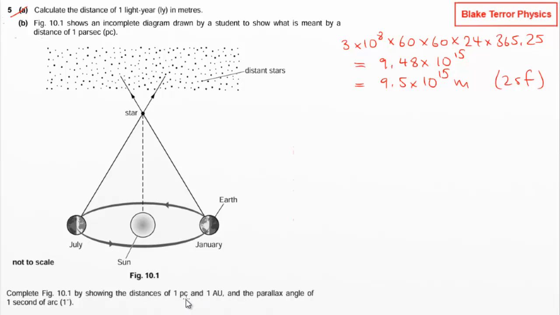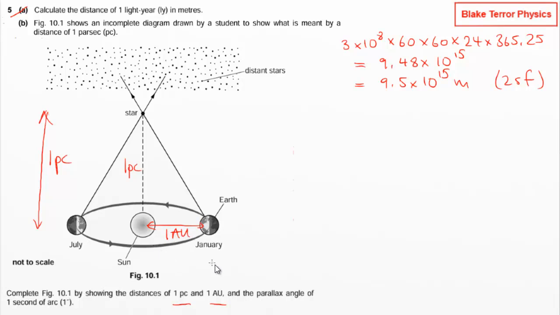Complete this figure by showing the distances 1 parsec, 1 astronomical unit, and the parallax angle of 1 second of arc. Okay, so the parsec is the distance from the sun to the star, which is essentially the same as the distance of the Earth from the star. I mean, it's the same thing. These angles are so small, but still, let's mark that on then. So this is our distance there, 1 parsec, or you could mark it, I suppose, on this dotted line here, 1 parsec. Then we've got 1 astronomical unit, so that's the distance from Earth to Sun. So that is our 1 astronomical unit.